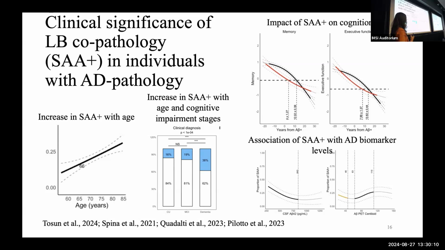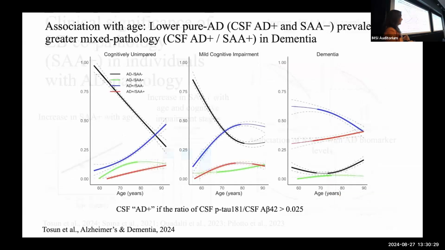And this is one of the recent studies where we showed that with age, we see greater prevalence of Lewy body co-pathology in Alzheimer's patients. It is related to the disease stage. It is related to the cognitive impairment, and it's also related to the AD pathology. But those relationships are not straightforward linear relationships.